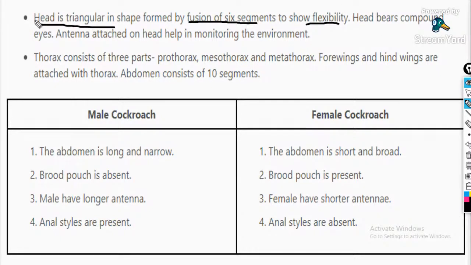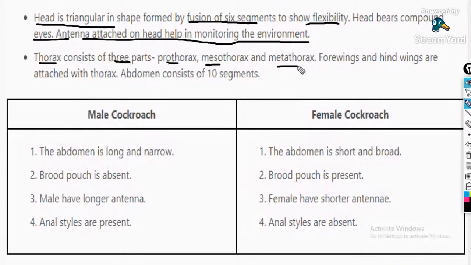And it bears the compound eyes, and antennae on the head help in monitoring the environment. Thorax consists of three parts: prothorax, mesothorax, and metathorax. Forewings and hindwings are attached to the thorax, and abdomen consists of 10 segments.